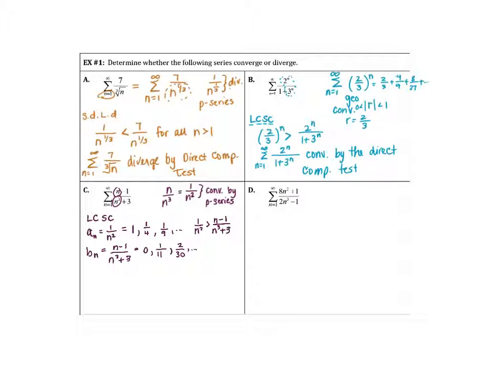And so therefore, by the direct comparison test, we can say that the sum from n equals 1 to infinity of n minus 1 over n cubed plus 3 definitely converges by the direct comparison test.